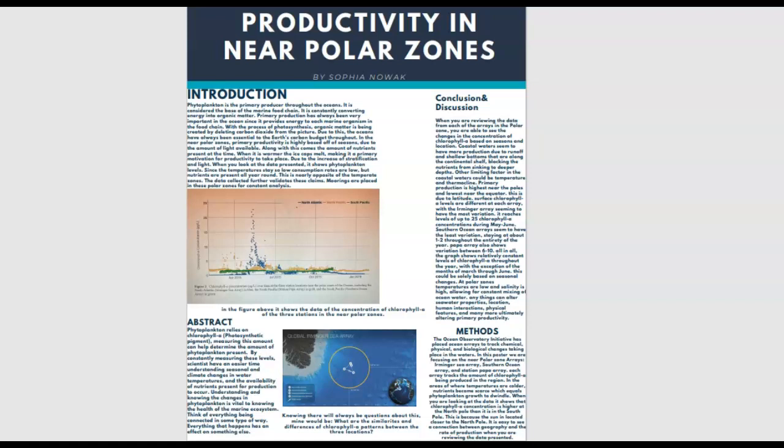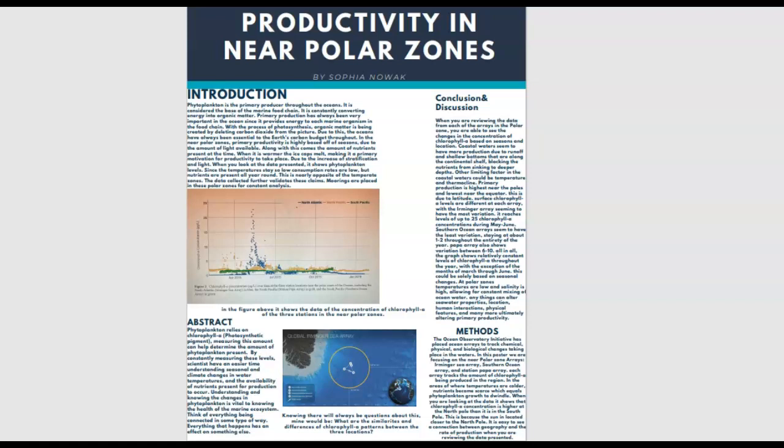All in all, the graph shows relatively constant levels of chlorophyll A throughout the year, with the exception of the months of March through June. This could solely be based on seasonal changes. At polar zones, temperatures are low and salinity is high, allowing for constant mixing of ocean water. Anything can alter seawater properties: location, human interaction, physical features, and many more, ultimately altering primary productivity.